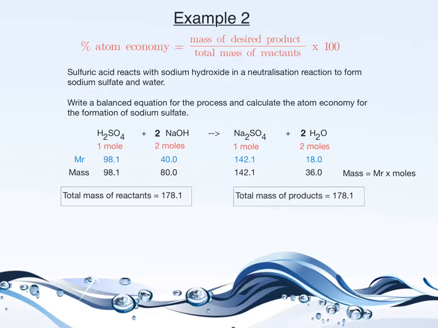So our next step is to actually calculate our atom economy, using the equation at the top of the slide: mass of the desired product, here the sodium sulfate, divided by the total mass of the reactants, multiplied by 100. So we can see that this process has an atom economy of 79.8%. Again, we give our answer to 3 significant figures, since the lowest number of significant figures in the MR values is 3. So this is a more efficient process than the previous one. A greater proportion of the reactants are converted to useful product.